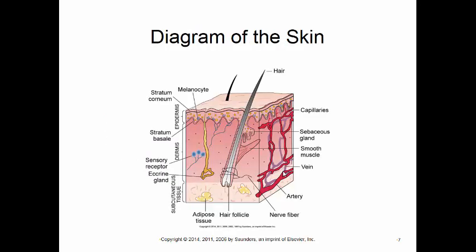Here's a nice image, and you can see different components such as the sensory receptors, sebaceous glands, hair follicle, the arteries. There's no blood vessels in the epidermis.